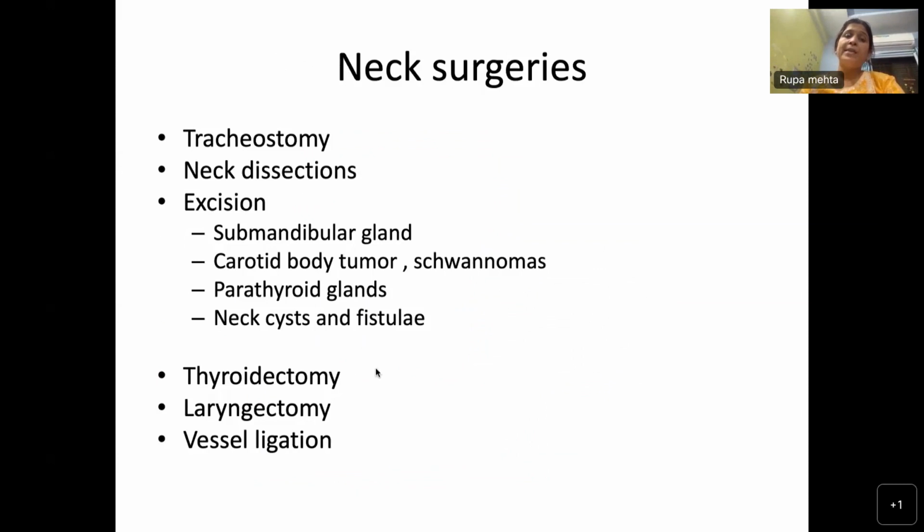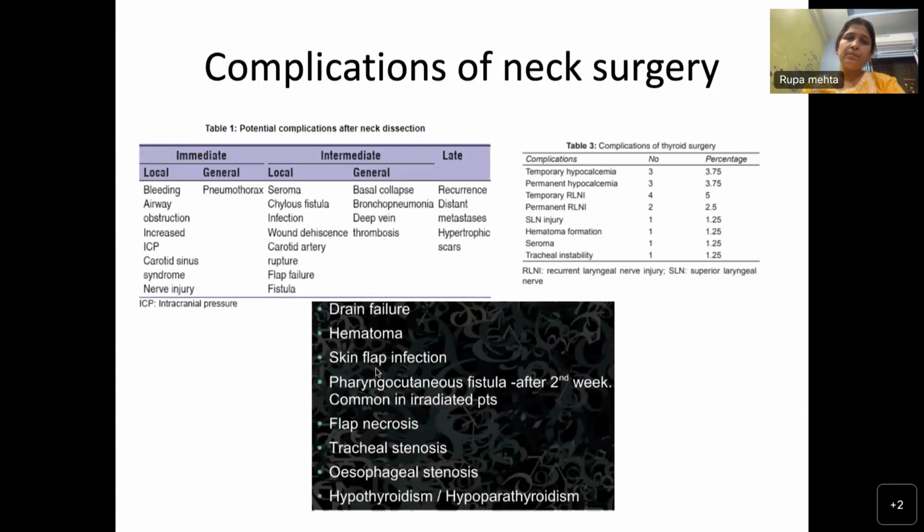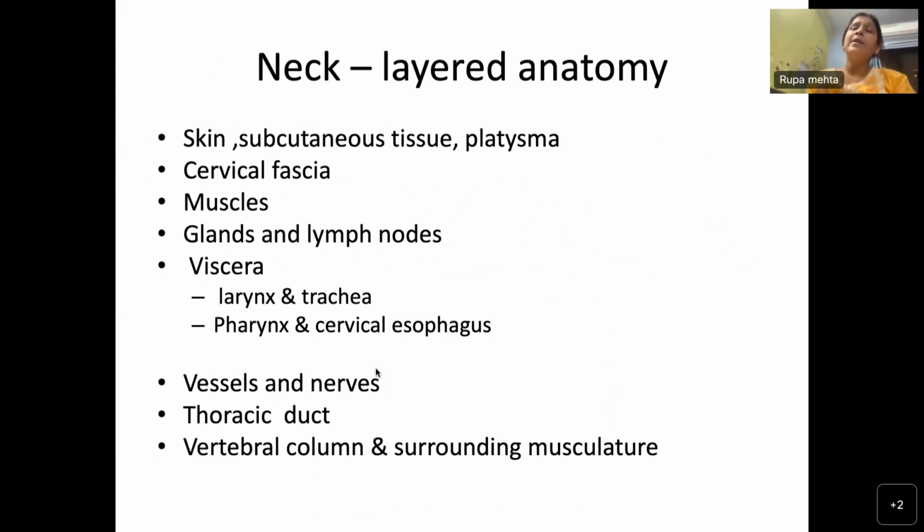And there are a vast variety of neck surgeries, right from small procedures like tracheostomy, which is a life-saving procedure, to extensive neck dissections, laryngectomies, thyroidectomies, excision of parathyroid glands, the submandibular gland, carotid body tumors, etc. So there are a lot of surgeries which happen in neck. And so are the associated complications and sequelae, which can range from minor problems like hypertrophic scars to deadly complications like carotid artery rupture and excessive bleeding. So that is why we need to be very, very aware and recognize the various anatomical nuances of neck.